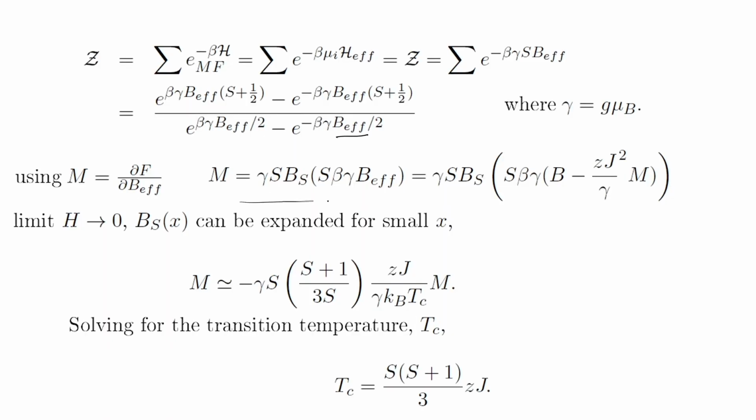And again we get a Brillouin function, as we have seen there. So, by taking del f del B effective, we know the partition function. We can get f by taking minus kT log Z, and then we can get the magnetization, which has this form in terms of the Brillouin function. In the limit h going to 0, one can take an expansion of this Brillouin function, very similar to what we have done. The magnetization looks like this, and we can extract the transition temperature, which is Tc equal to S into S plus 1 by 3 into Zj.